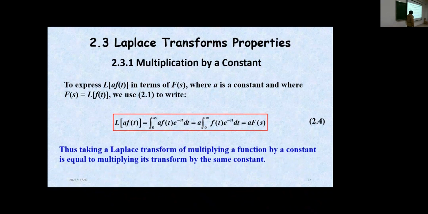Taking the Laplace transform of a function multiplied by a constant is equal to multiplying its transform by the same constant. Remember, it should be a constant. If it's another function, things are not the same, okay?